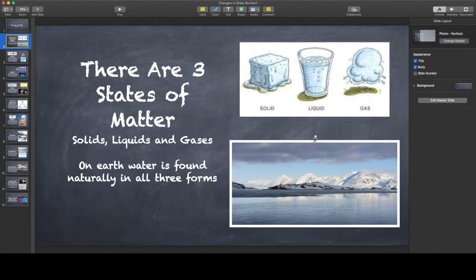Here is a nice picture of a solid ice cube. Nice to go with your Coca-Cola. Some liquid, obviously, nice water. Sometimes you have ice in your water. And then you have a gas, right? That's like clouds and whatnot.